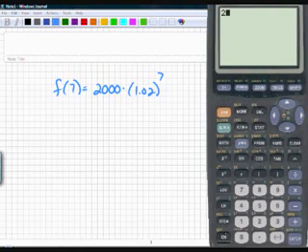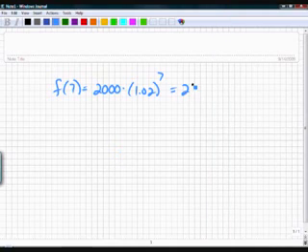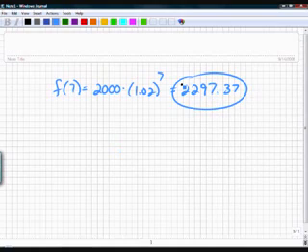So you can just use a calculator. That's all you're doing. 2,000 times 1.02 raised to the 7th power. Enter. 2,297.37. Your investment has grown $297. So it's now worth $2,297.37. So yeah, $297.37.